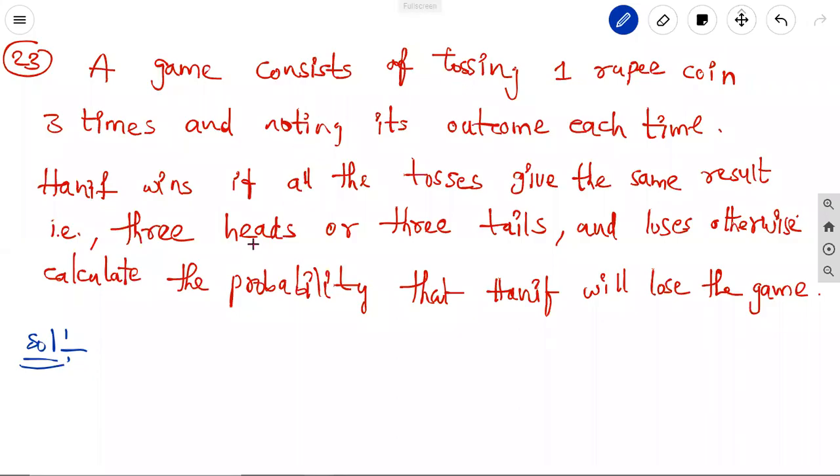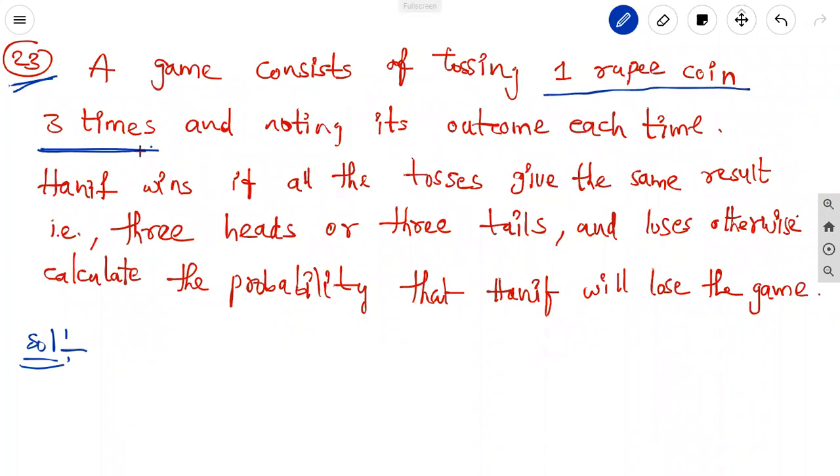Let us discuss some problems on the probability chapter. Here, 23rd problem. A game consists of tossing a 1 rupee coin 3 times. This is important. A coin has how many faces? Coin has 2 faces. And how many times? 3 times.